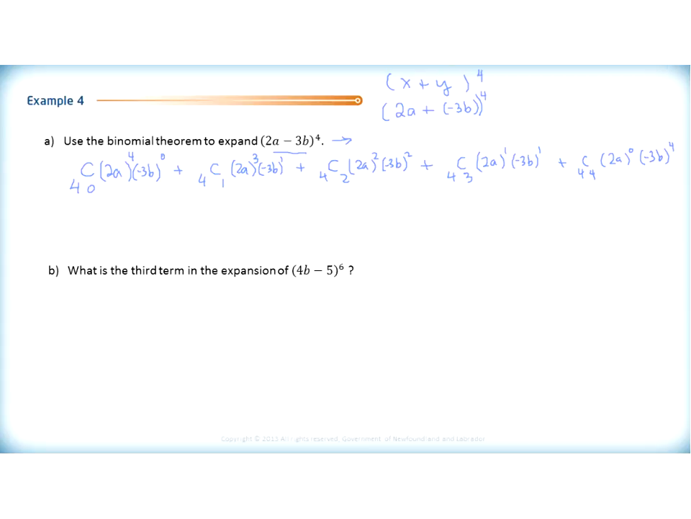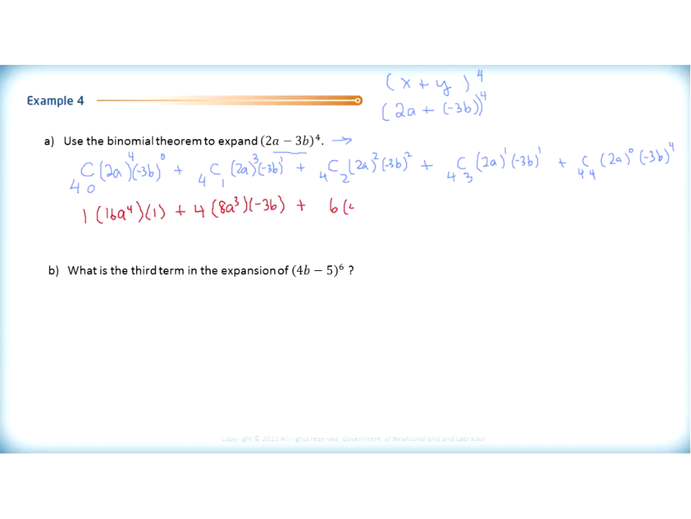Okay, the C of 4 choose 0 is 1. I don't need a calculator, I know that. The C of 4 choose 0 is always going to be 1. 2a to the power of 4 is 2 to the power of 4, which is 16, a to the power of 4, times 1. Anything raised to the power of 0 is equal to 1. Plus, the C of 4 choose 1 is 4. 2 cubed is 8, a cubed, negative 3b. Plus, the C of 4 choose 2, I think it's 6, but I'm just going to double check here. The C of 4 choose 2 is indeed 6.